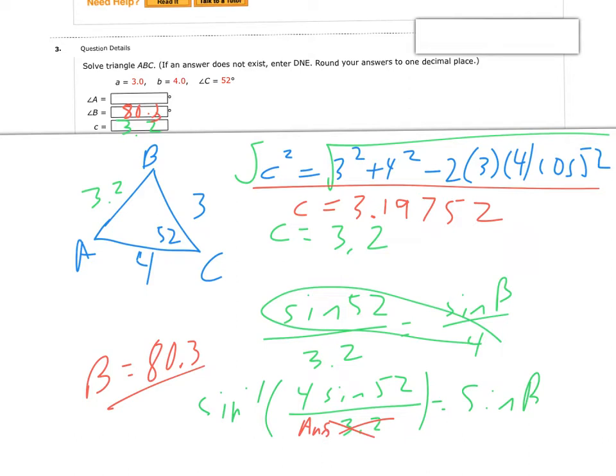Okay, lastly then, for angle A, I don't need to use any more law of sines or law of cosines. I can just do 180 minus 52 minus 80.3 to give me my angle A at 47.7.